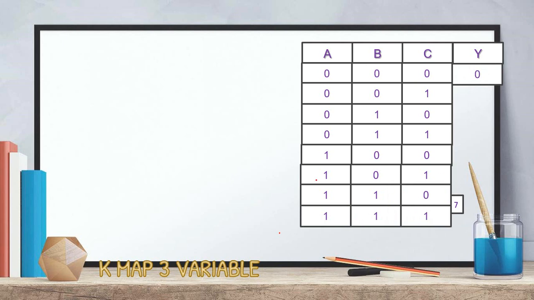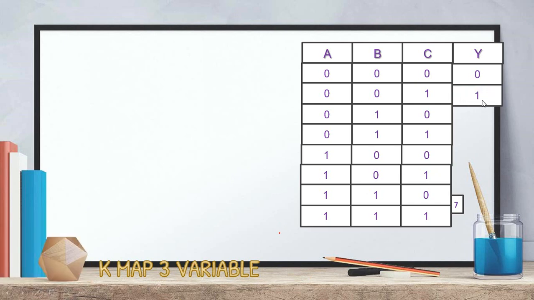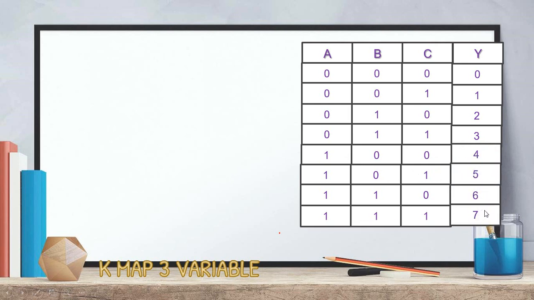For 0 0 0, we know it is value 0. If it is 0 0 1, it is 1. 0 1 0 means 2. 0 1 1 means 3. 1 0 0 means 4. 1 0 1 means 5. 1 1 0 means 6. 1 1 1 means 7. From this notation we can draw the KMAP.